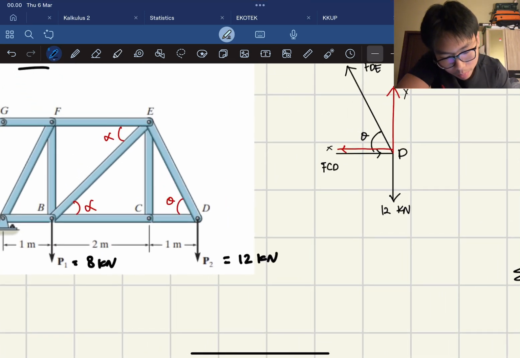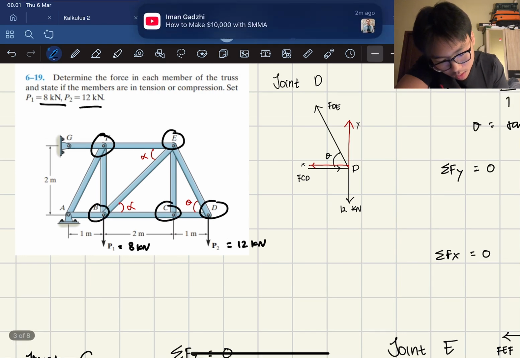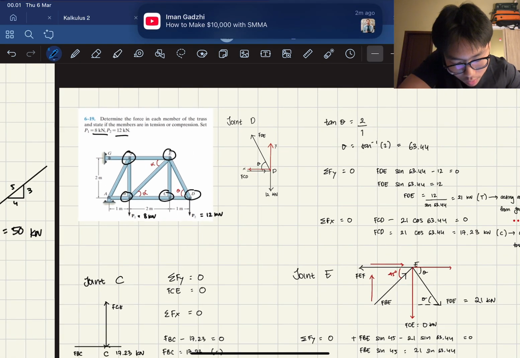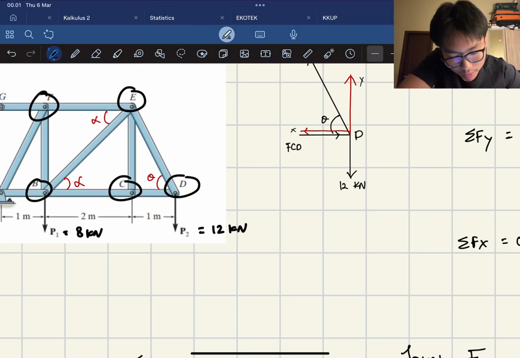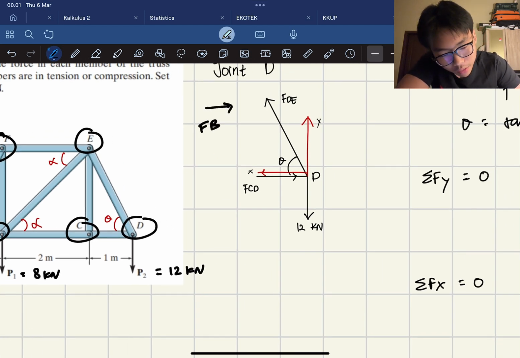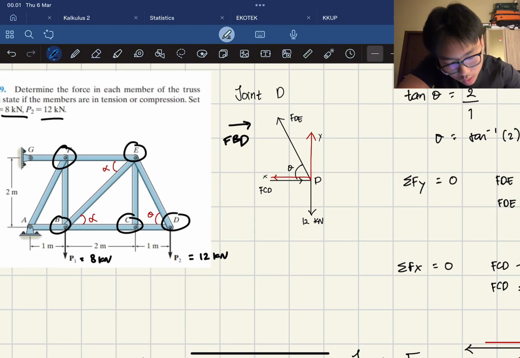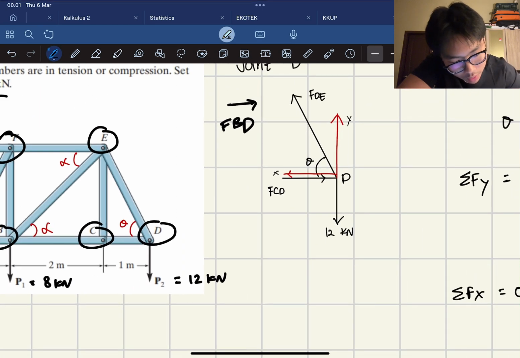So there are 5 members, which are DE, EF, B, and also C. The first one we need to find is the member in joint D. First thing we do is make this free body diagram. So this point D here, we have point D, and then the force FDE, and also the force FCD.